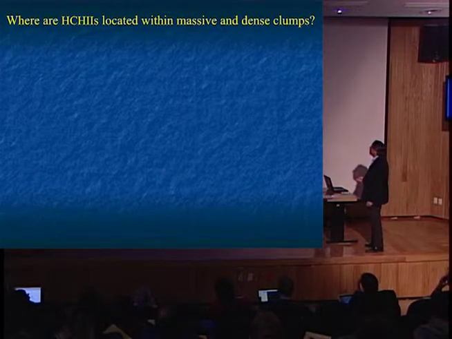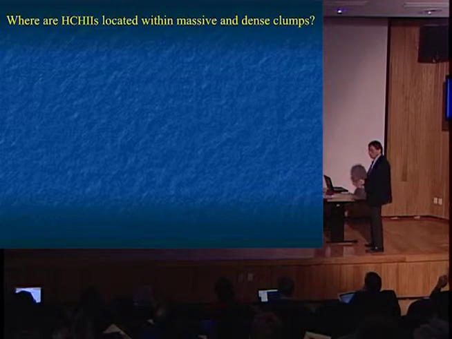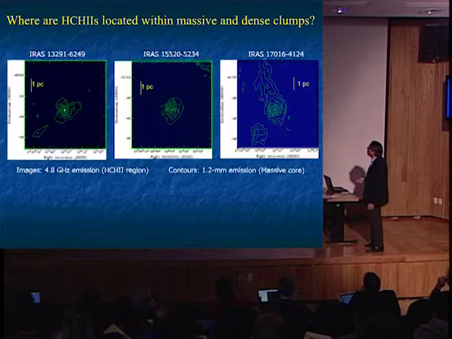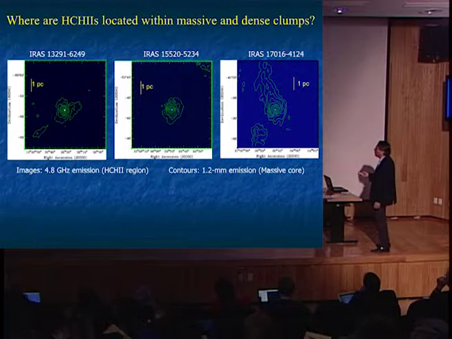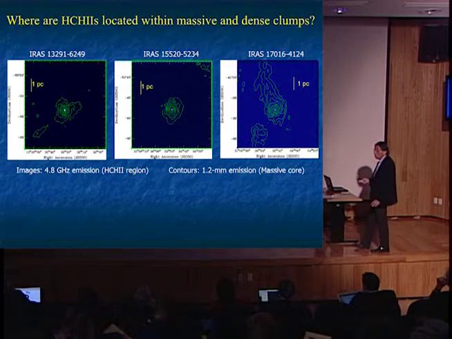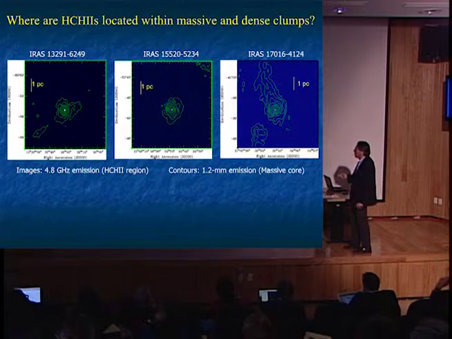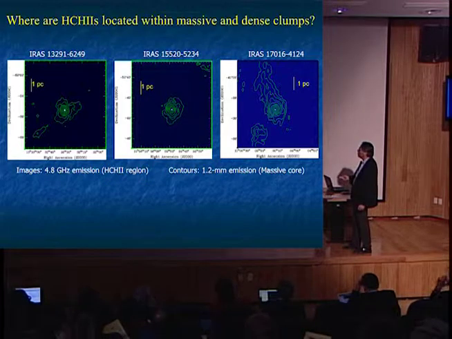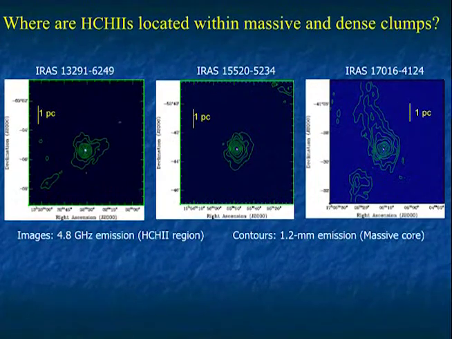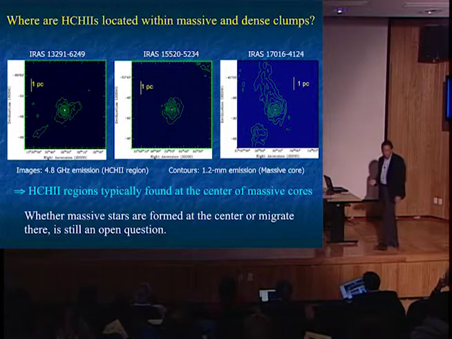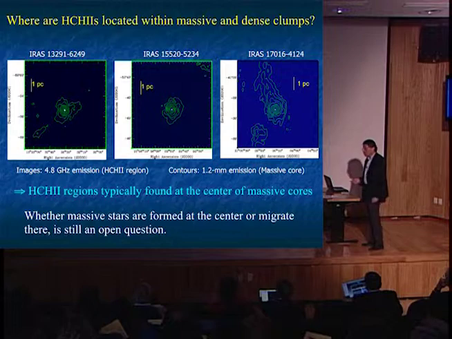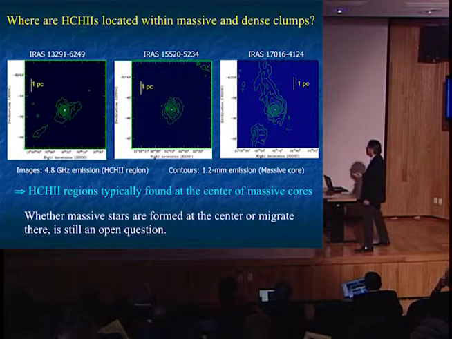So where are hypercompact HII regions located within massive and dense clouds? It is very important because the location of these things can tell you something about how they are produced. So this is an important question. And here I have three examples, three IRAS sources with hypercompact regions. In fact, the grey contour corresponds to 1.3 millimeter emission. Okay? And you barely see an image. This is an image, in fact, basically of the radio continuum emission at 4.8 gigahertz made with ATCA. And the hypercompact regions are right here, right there, and right there. So they are typically found at the center of massive cores. Okay? This is the most common place in 95% of the cases. They are found right at the center of the core. Whether massive stars are formed there or migrate there is still an open question, no? Because if you have some dynamical interaction it could rapidly kick the protostar to the center, and gravitational focusing.